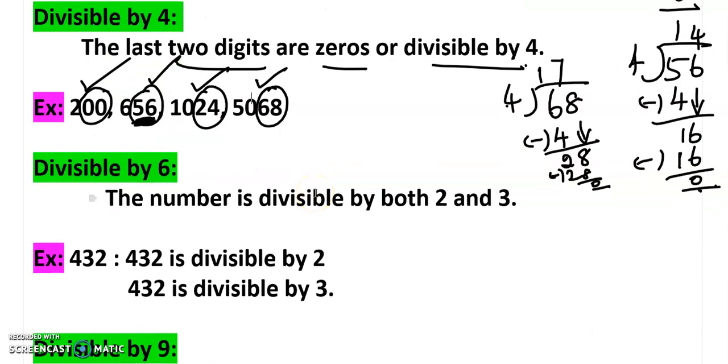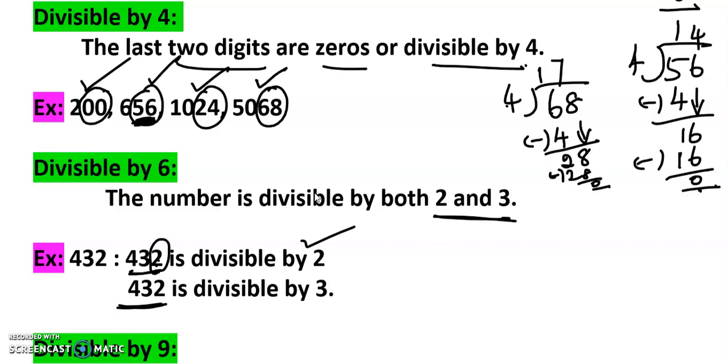Next, divisible by 6. The number should be divisible by both 2 and 3, then we can say it is divisible by 6. See, look at the example 432 they have given. How will you check whether it is divisible by 2 and 3? For 2 you have to check the ones place. In the ones place 2 is there, so it is divisible by 2.